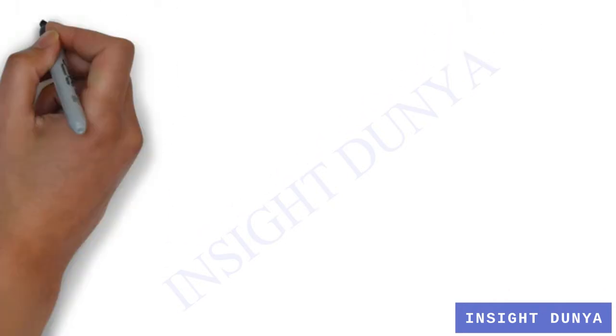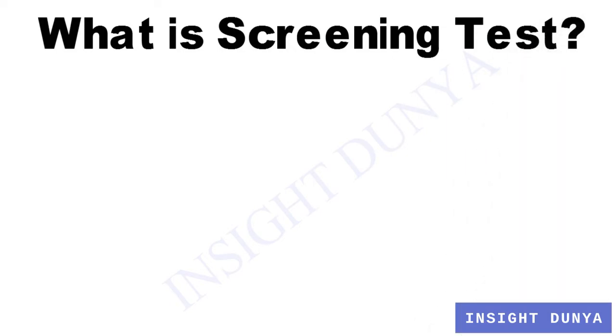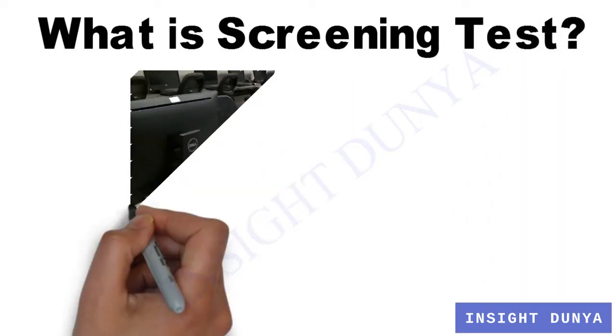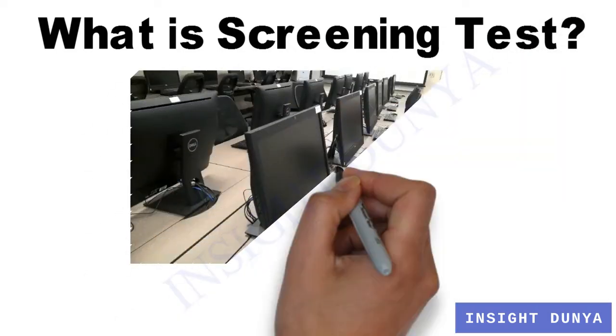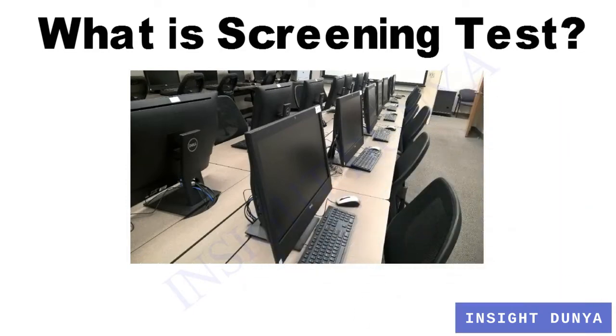Now first, what is the screening test? In simple words, it is a computer-based test. You have to click on the correct option using the computer mouse. With the start of the test, time starts on the computer screen. When the time is up, you cannot use the mouse, means you cannot answer any option.